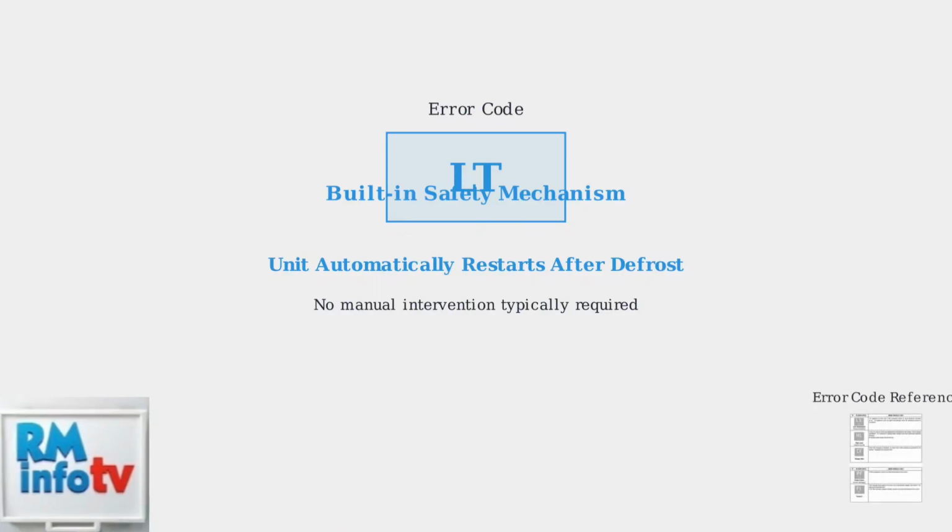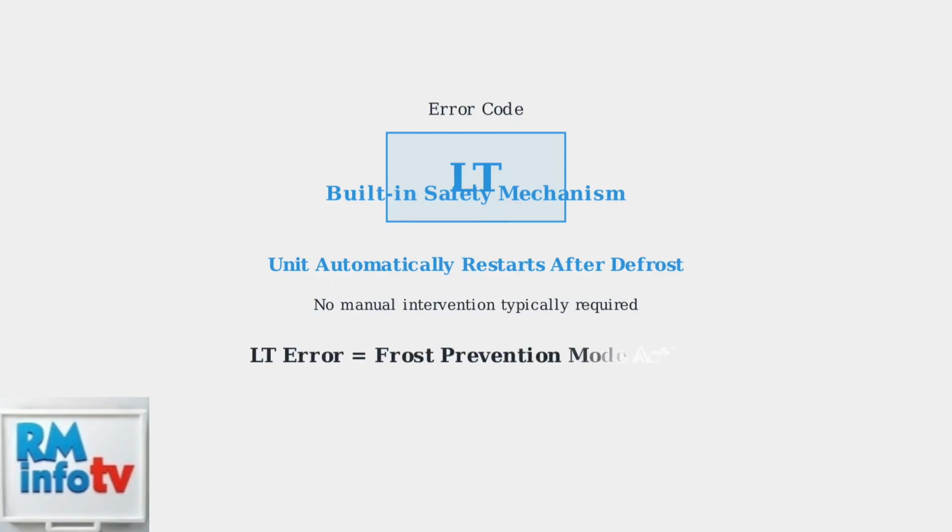The LT error code is part of your unit's diagnostic system, designed to help identify and prevent potential problems before they cause permanent damage. Remember, when you see the LT error code, your air conditioner is protecting itself from ice damage. This automatic frost prevention mode helps ensure your unit continues to operate safely and efficiently.